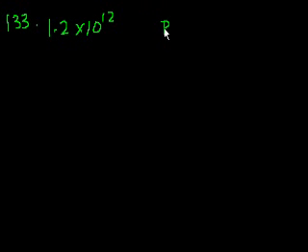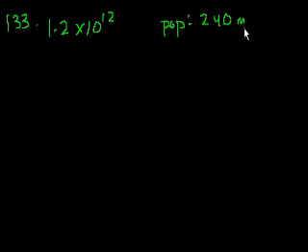Problem 133. A certain country had a total annual expenditure of 1.2 times 10 to the 12th power last year. If the population of the country was 240 million last year, what was the per capita expenditure? So 240 million, what is that?